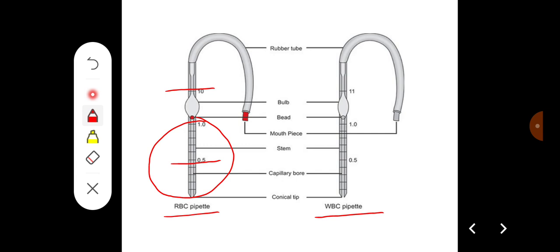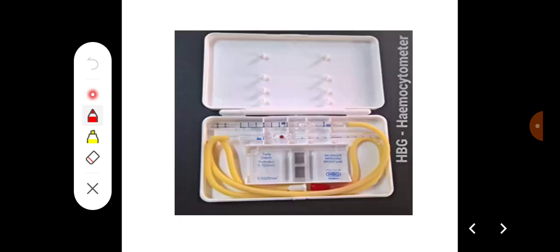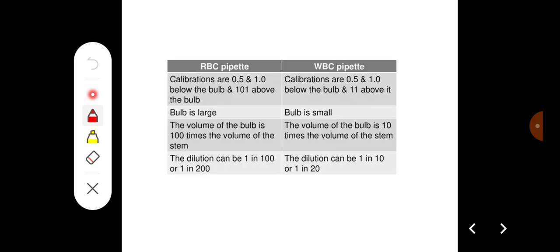Similarly for counting WBC, blood is taken up to the 0.5 mark and it is mixed with 11 parts. So after discarding the one part, 0.5 part of blood is going to be diluted in 10 parts, so dilution becomes 1 in 20. So this is how the WBC and RBC pipettes look in a haemocytometer.